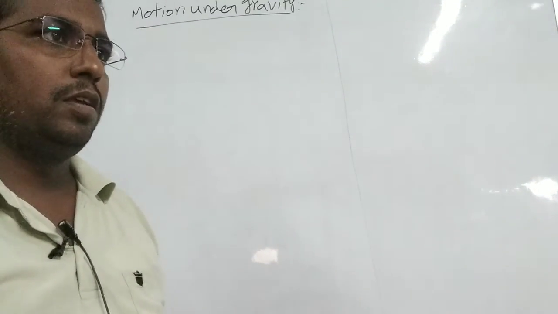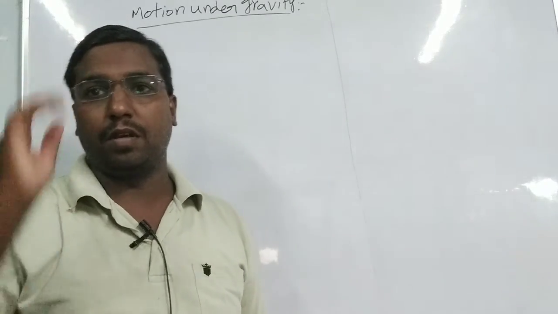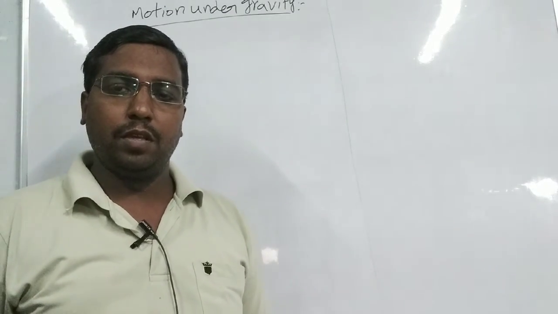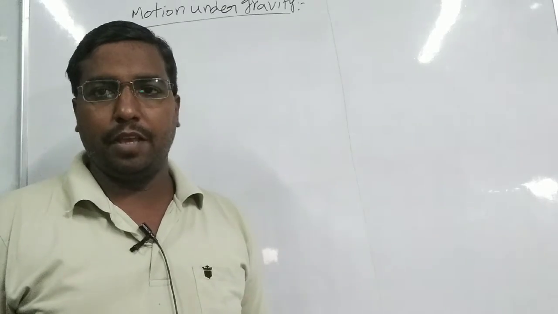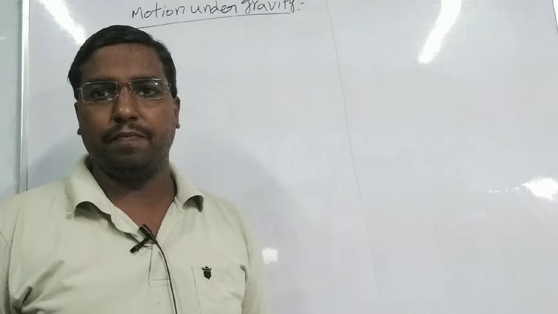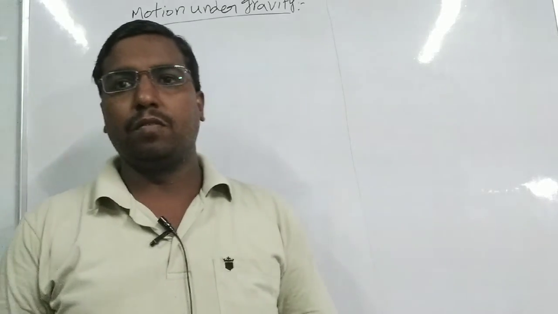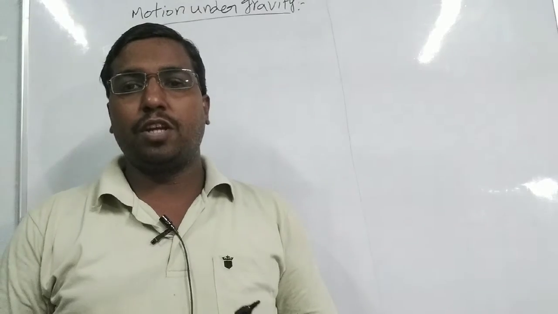Gravity is provided by the planets or stars. Simply said, any object with mass produces gravity. It is discussed later in the gravitation chapter also. Now, what is motion under gravity?